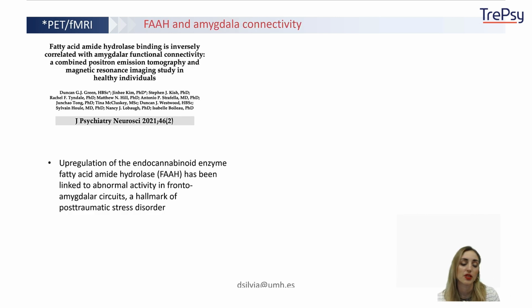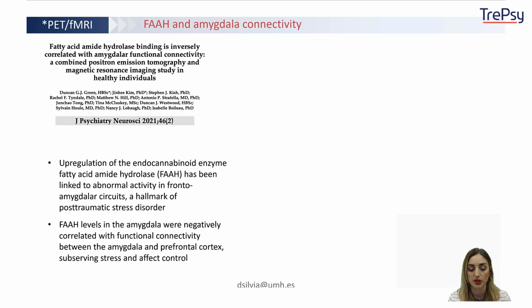This other paper that I would like to present is another combined PET and fMRI study looking at the FAAH enzyme and amygdala connectivity. The authors found that the upregulation of the endocannabinoid enzyme FAAH has been linked to abnormal activity in the frontoamygdala circuits, which is a hallmark of PTSD, post-traumatic stress disorder.